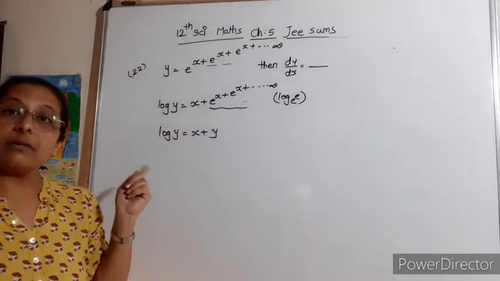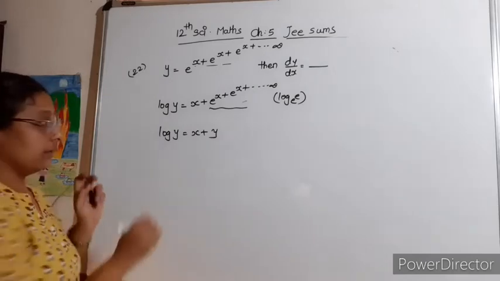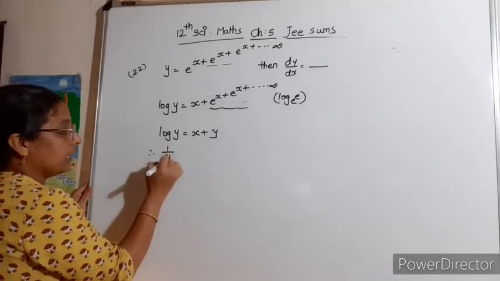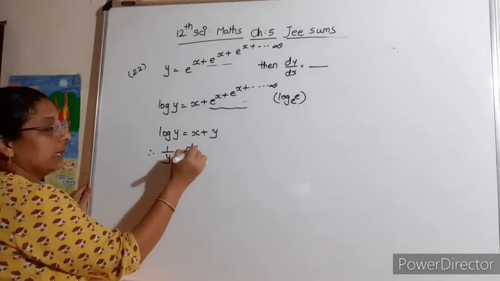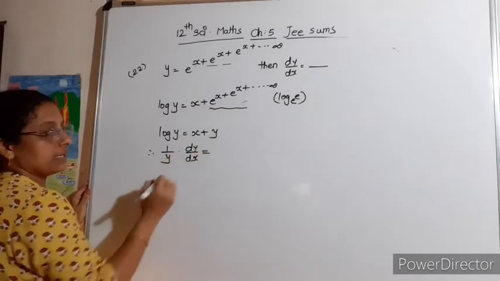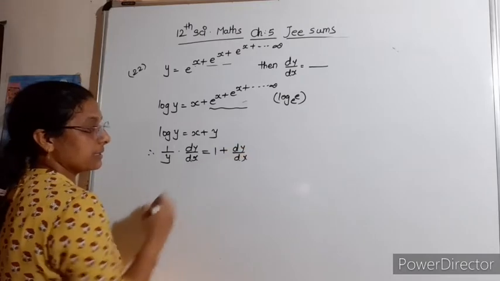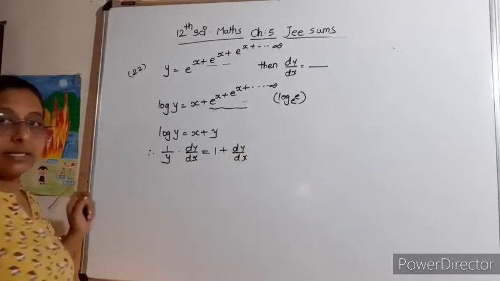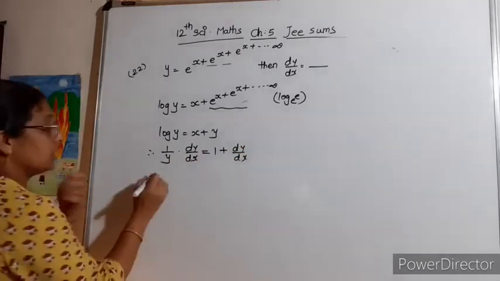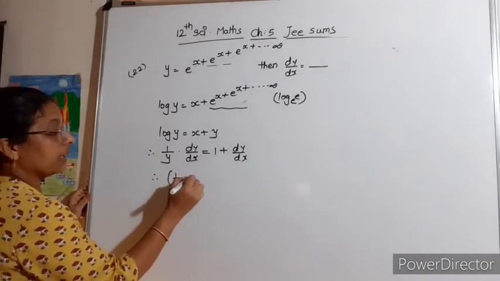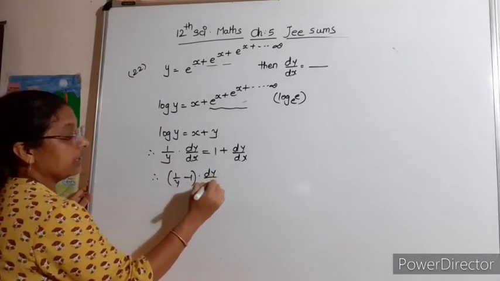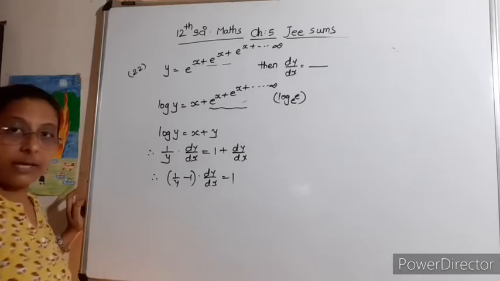Now we'll find the derivative on both the sides. Therefore, the derivative of log y is 1 upon y, times the derivative of y, dy by dx, equals 1 plus dy by dx. dy by dx we will take to this side and take it common.